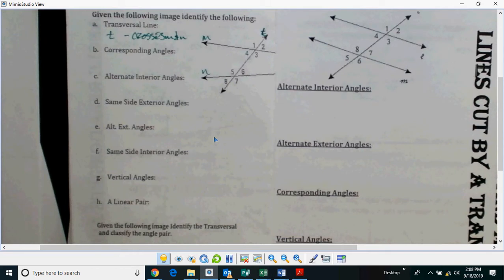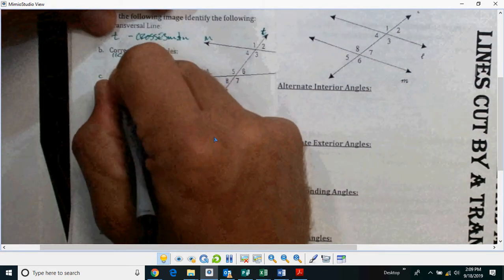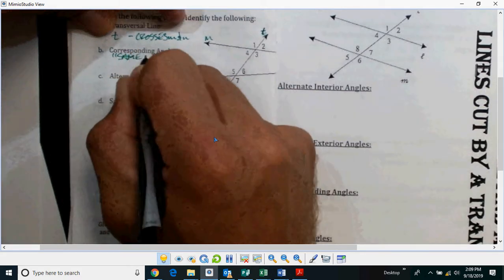If I held up my right hand, could you guys hold up a corresponding body part? Yes. What would you hold up? Your right hand. So corresponding is like same thing, different place. Or it's in the same spot. So corresponding angles are in the same spot.